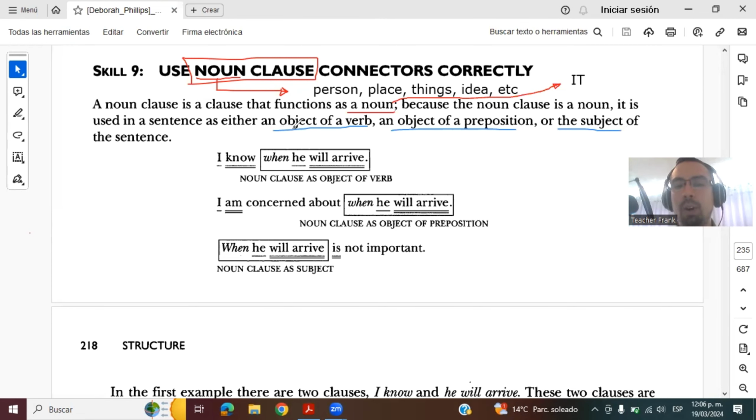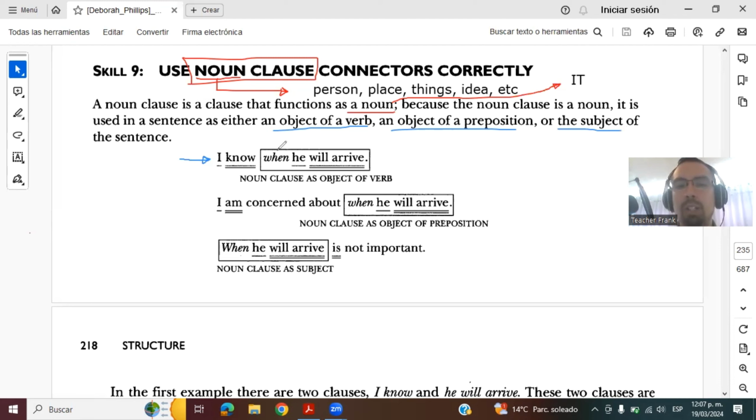Basically, the way we know if it's an object of a verb or an object of a preposition is if what's after it is a verb or a preposition. If it's a verb, it's an object of a verb. If it's a preposition, it's an object of a preposition, right? For example, here it says, I know when he will arrive, right? Which in Spanish would be like, yo sé cuándo va a llegar. I know when he will arrive.